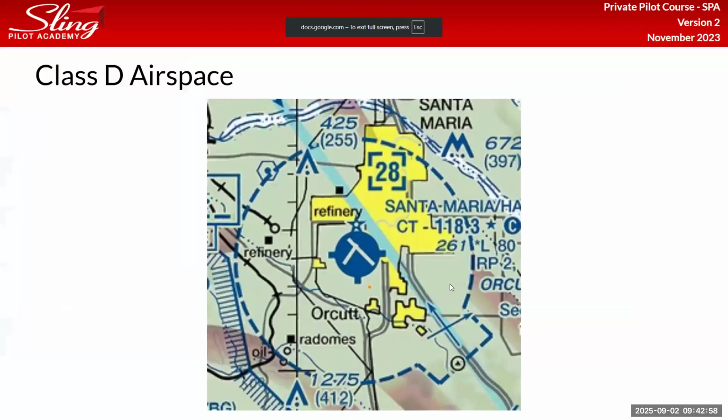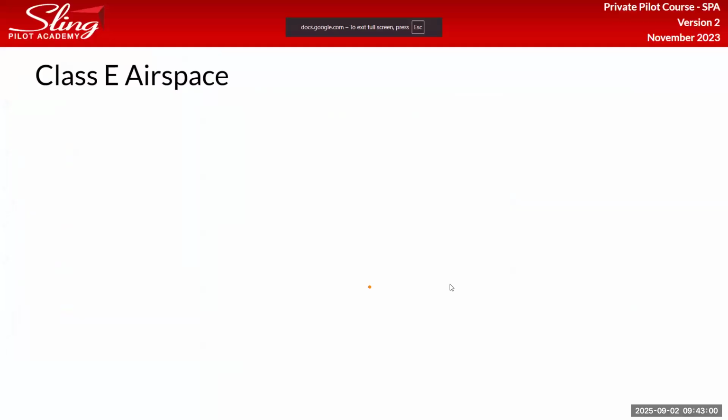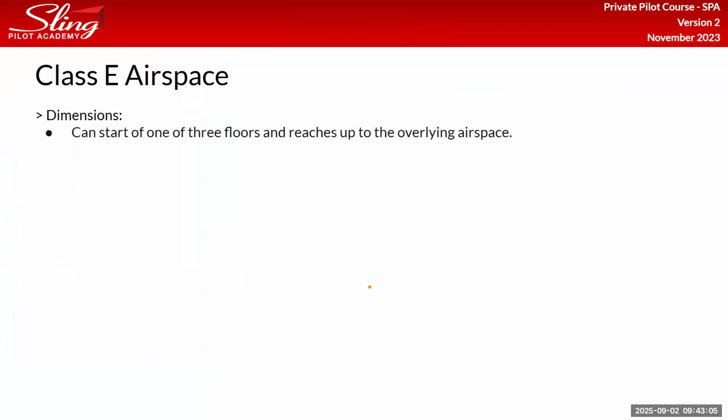Let's go back to here. There's delta, the segmented line, right? Okay, class Echo airspace. The way that people remember Echo is by saying E for everywhere. Meaning this Echo airspace is going to fill in the gaps of other airspace. So like we talked about, you have a delta on the surface, and maybe you have a Bravo or a Charlie shelf on top of that. If there's any space in between those airspaces, it's going to be Echo airspace, okay?